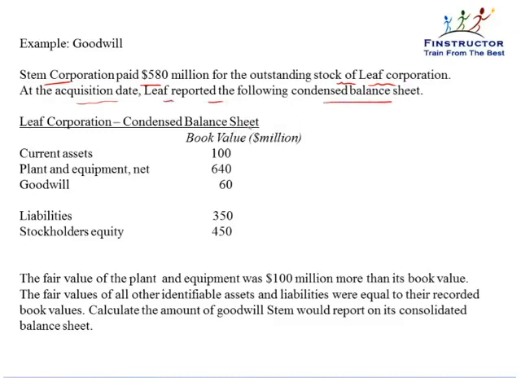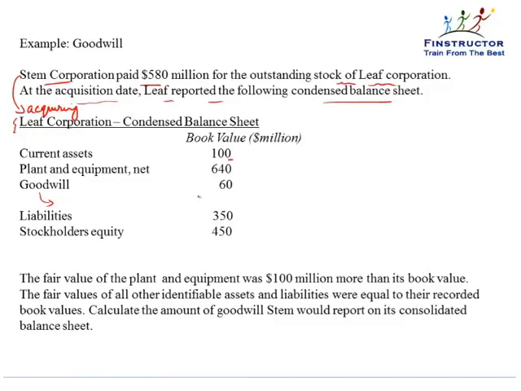So you're acquiring Leaf and it has current assets of $100 million. Net property, plant and equipment, net means minus the accumulated depreciation, of $640 million. A goodwill of $60 million. How would this goodwill have come? Please note, this is the goodwill that is already there on Leaf's balance sheet. So STEM is acquiring Leaf and this goodwill is already present.